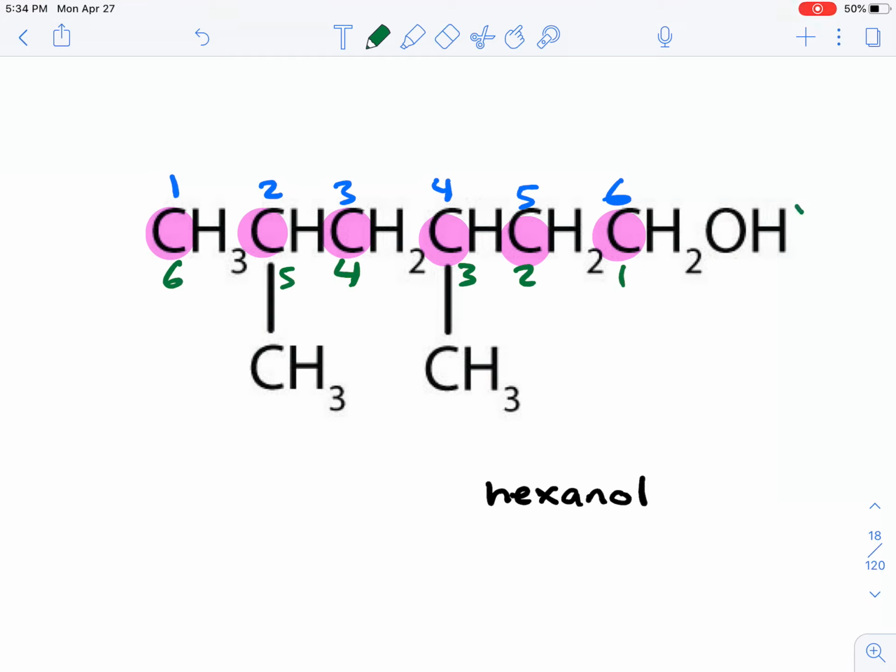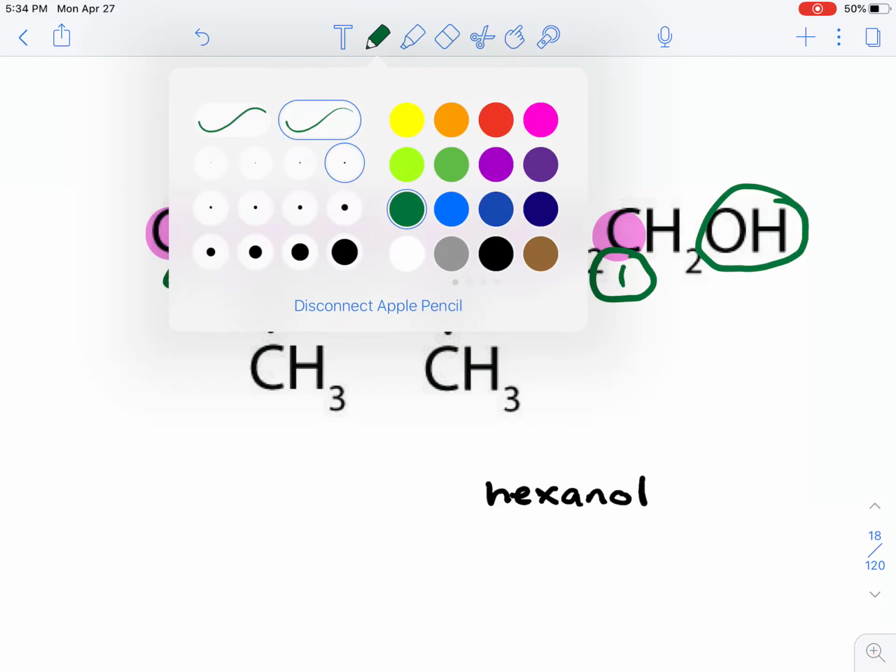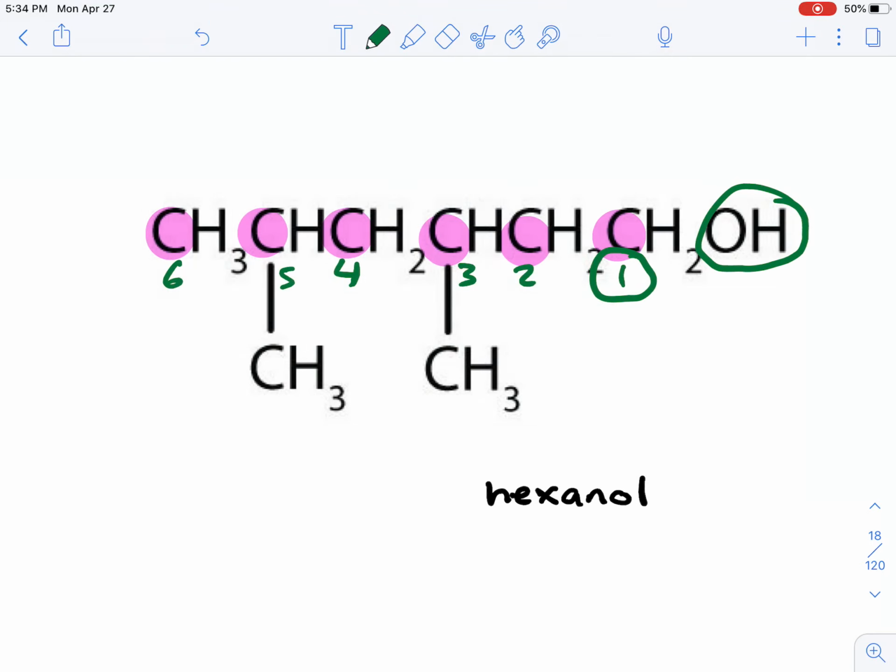And so since my alcohol is located here, notice that 1 is a smaller number than 6. And so therefore my numbering system in blue is incorrect in this example. And I'm going to keep my numbering system in green. So this is telling me that the alcohol is going to be on the first carbon on the parent chain, hexanol.